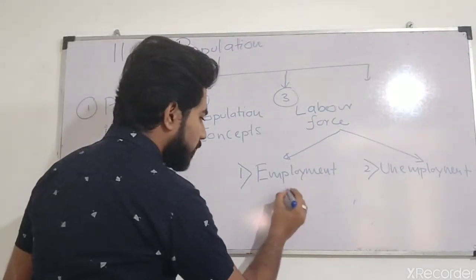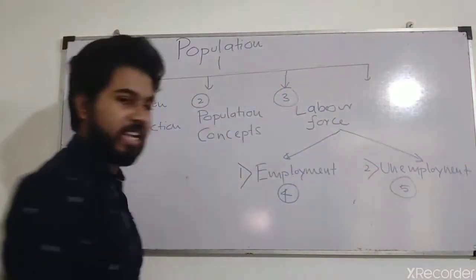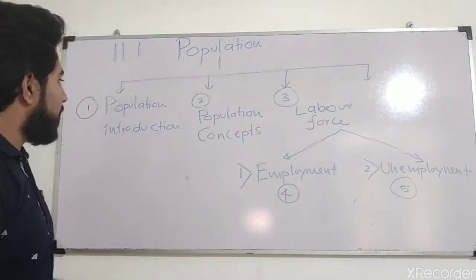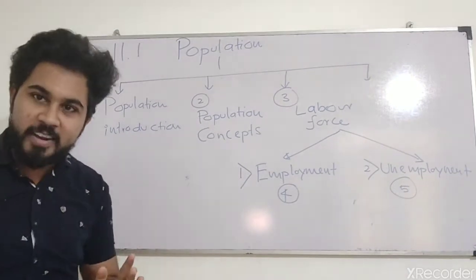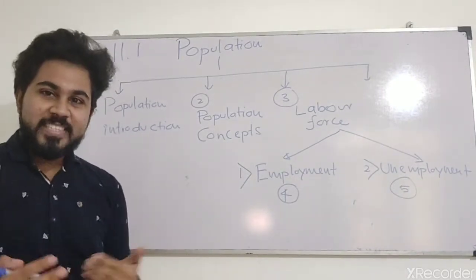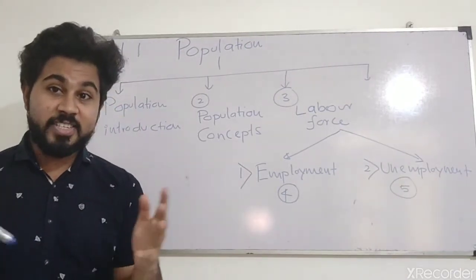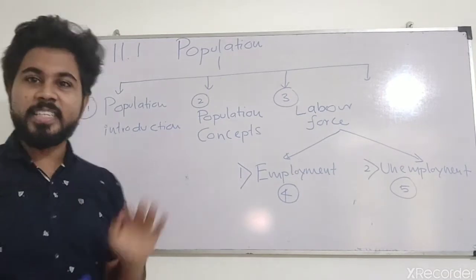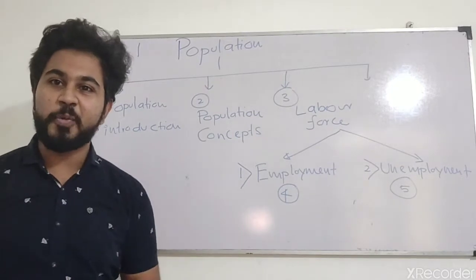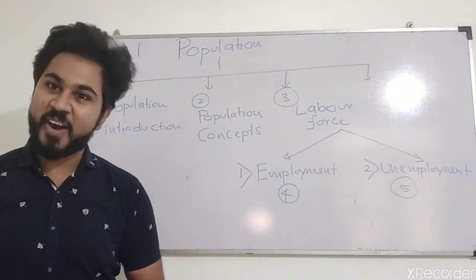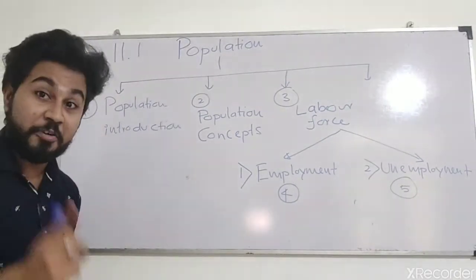So this is the fourth part that we have to discuss, and this is the fifth part. When we finish all these five parts, that's the end of the 11.1 population part. Basically in A-level, the 11th lesson, the lesson before the last lesson, consists of three parts only. This is the first part, and we are willing to finish this first part within the month of May. So let's come to the first part, population introduction.